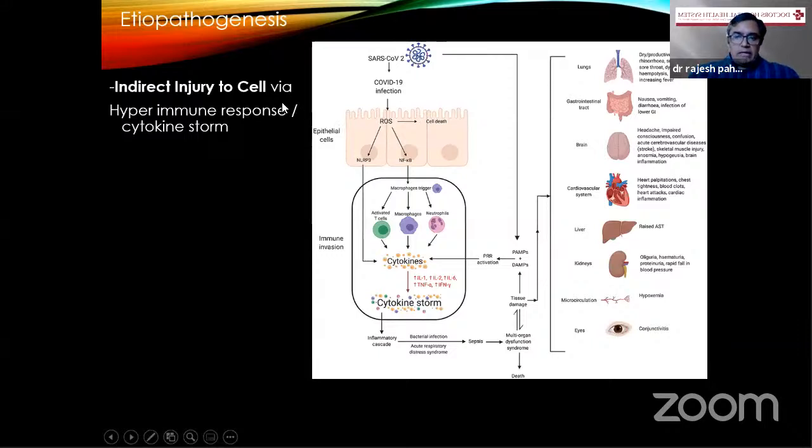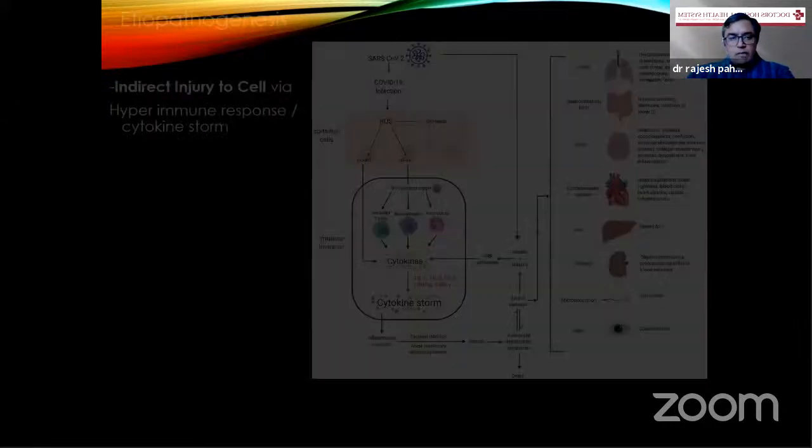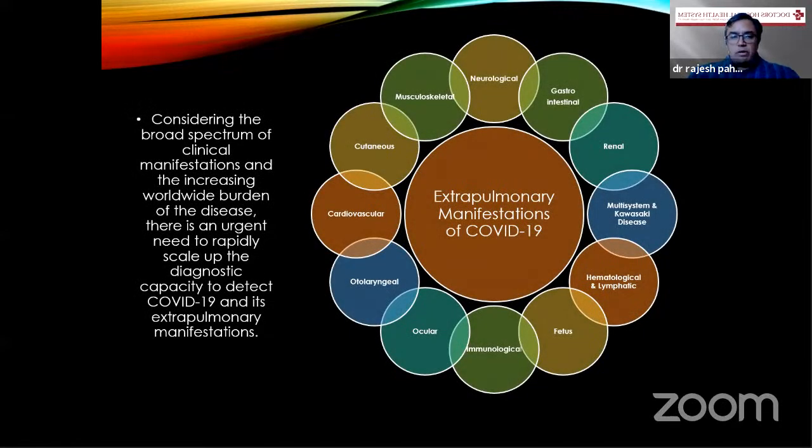Though there is a direct injury to the cell, the hyperimmune response evoked by this virus when it interacts with the immune system leads to a cytokine storm and releases various inflammatory mediators, which cause indirect injury to the cells as well. Now, considering the broad spectrum of clinical manifestations and the increasing worldwide burden of the disease, and since the disease is still evolving, there is an urgent need to rapidly scale up diagnostic capacity to detect COVID-19 and its extrapulmonary manifestations.